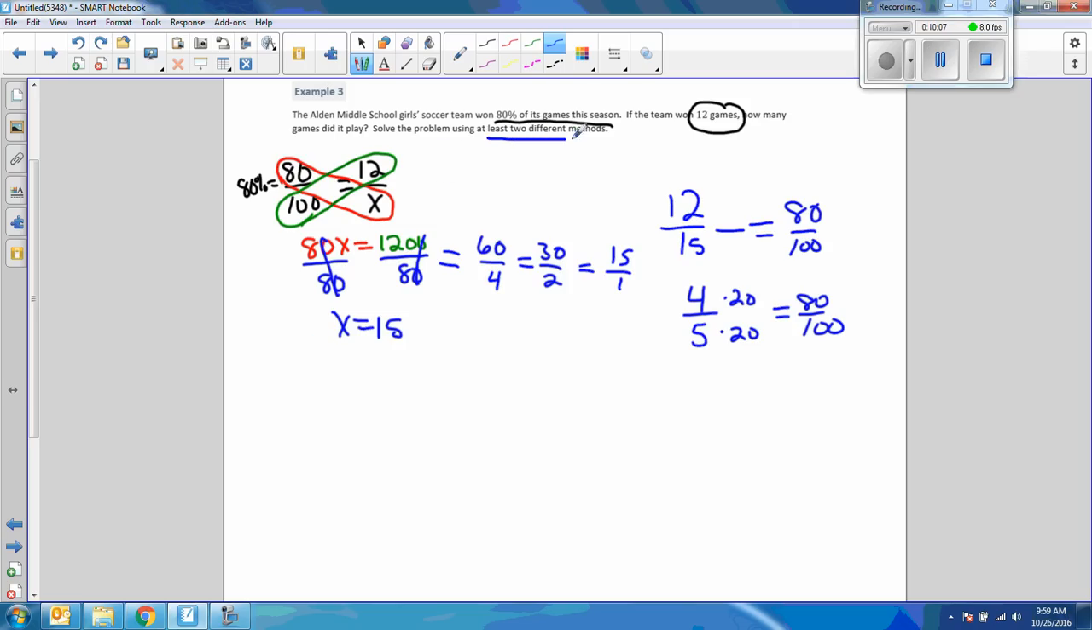It says to do at least 2 different methods. Please read questions in the directions, because if you stopped right here, that's only one, you'd only get partial credit. So another way we could do this is our 2-line diagram.